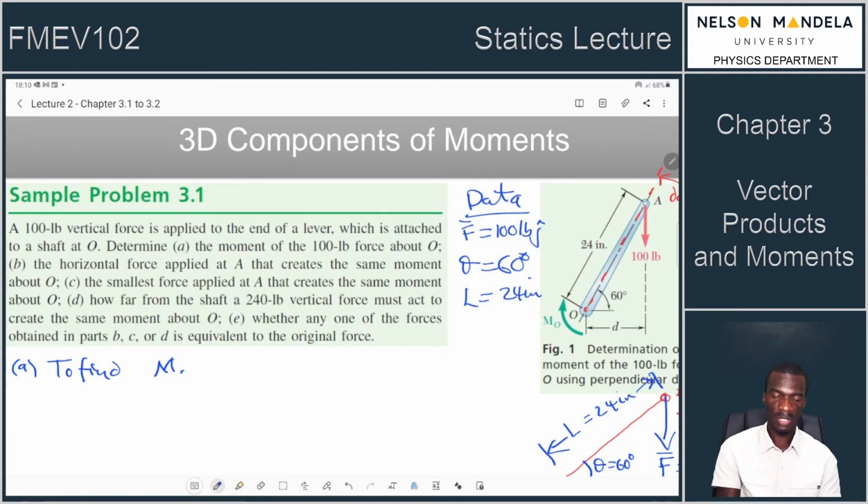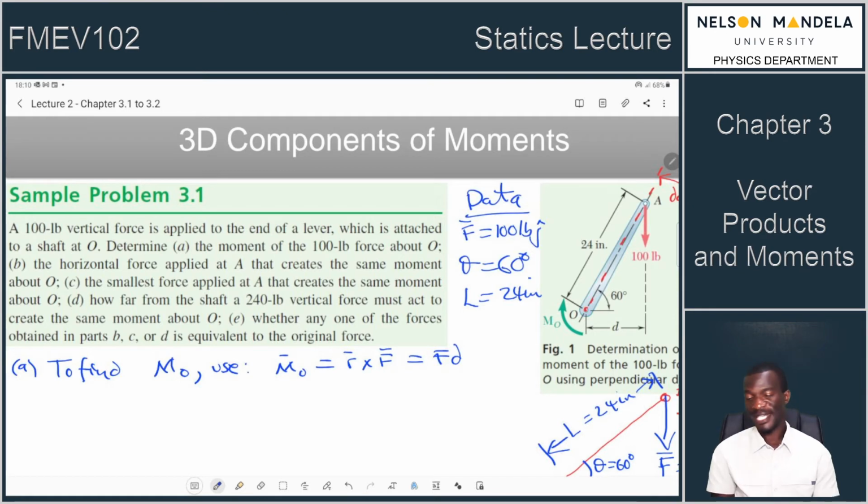If we want to find the moment of the 100-pound force about O, we've got the sketch, we've got the data. We can now think about the equation. The equation for the moment in general is either R cross F or FD. Which is more convenient in this case? We know that our R is from the point of rotation to the location of the force. In other words, it's A relative to O, or the vector in the OA direction.